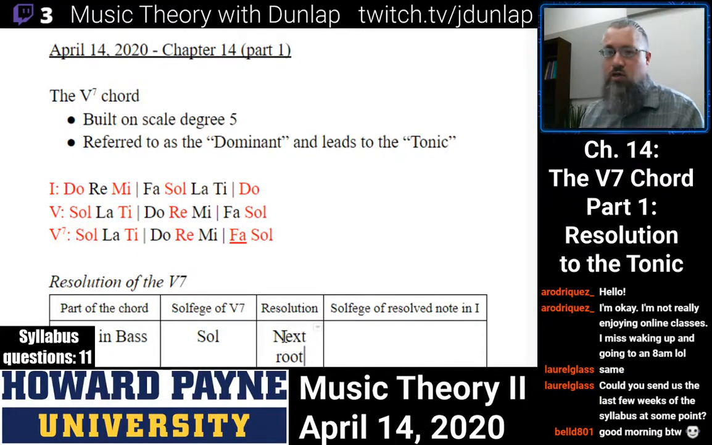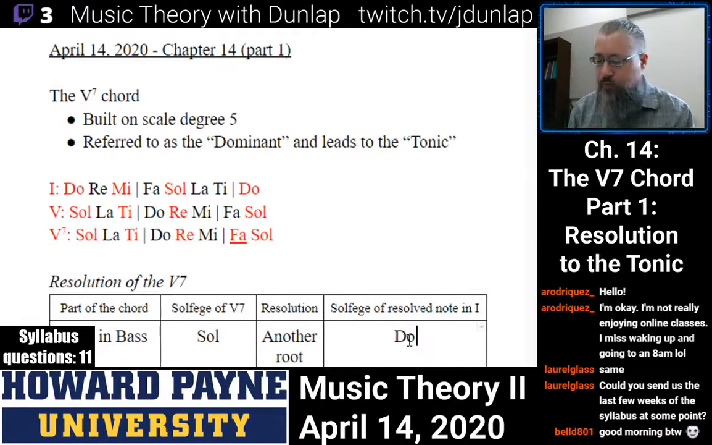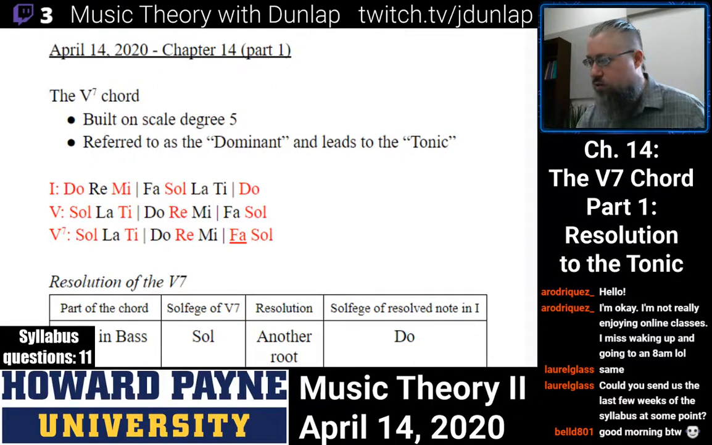The resolution of a root in the bass is resolved to another root. So if I'm doing 5, 7 to 1, then I've gone from the root of a 5 chord to the root of a 1 chord. So that means the solfege of the resolved note in the tonic triad is do. If the root is anywhere else, take a look. So we've got sol right here. It is in both chords. It's in 1 and 5, which means we're going to leave it where it is.